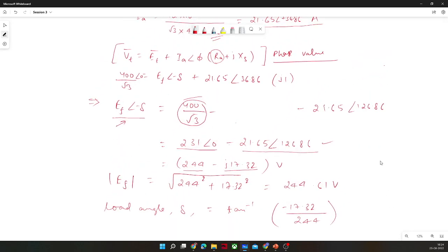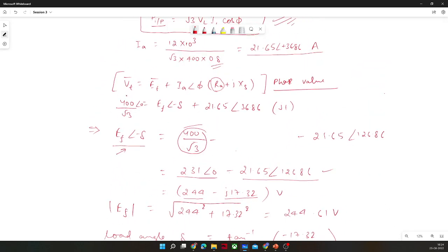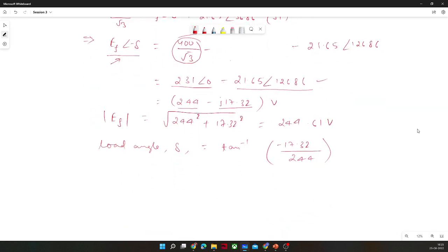So I was saying about this complex equation. From this one equation only, you can find two variables, that is the load angle as well as the magnitude. Only magnitude was asked, so we calculated the magnitude. If the load angle had been asked, we would be able to calculate it. So this problem is solved here. 244.61 volt is the answer, I guess. Yes, this was the answer. Any issue or any doubt in this problem?